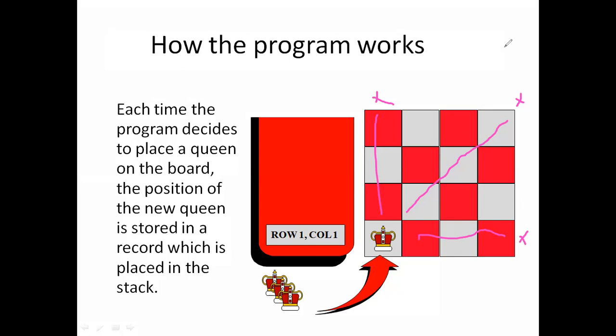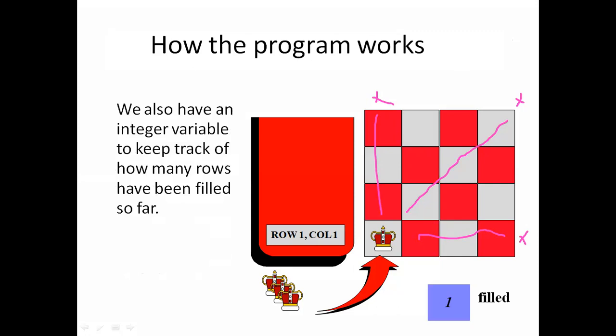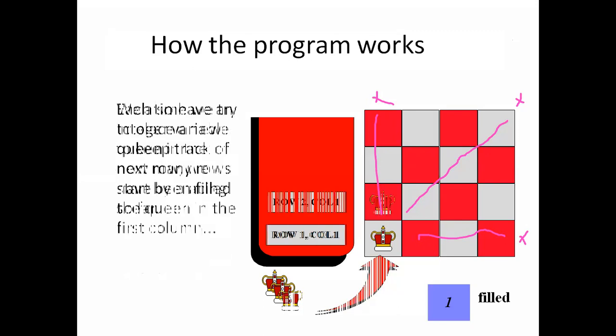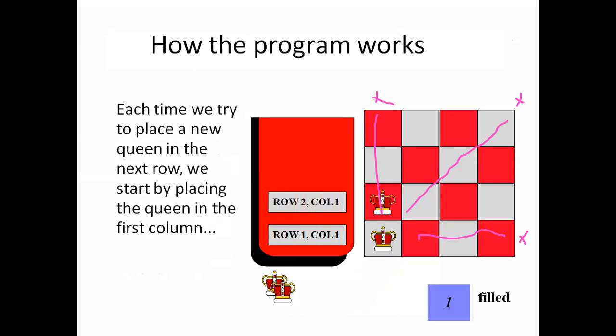Next, the first row, first column is filled. The integer variable keeps track of how many rows have been filled so far. Next, what happened?